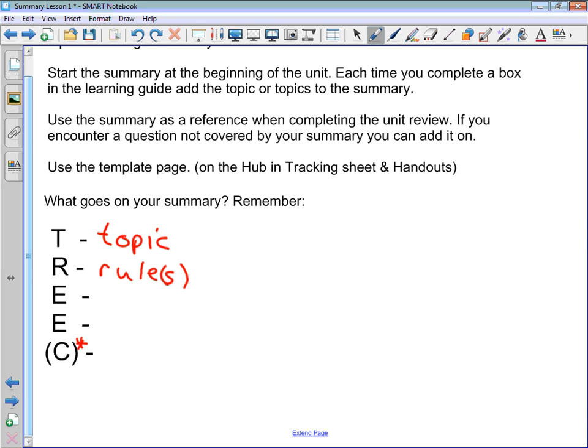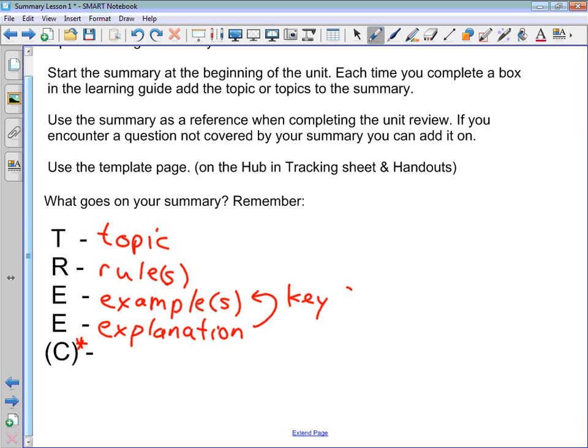If there's a rule or a concise summary of what that topic is all about, you want to write that rule in just after you've written the topic. The first E here is for example or examples. You definitely want to have an example of some sort of a question that you might answer using this topic or using these rules. The second E is for explanation. Sometimes your example is going to require a little bit of an explanation, or maybe you just want to highlight the key features of the example that you've just written.